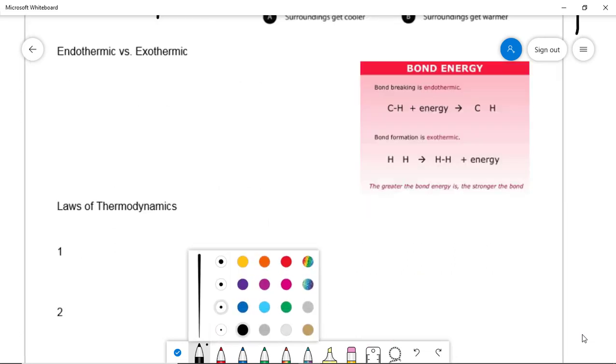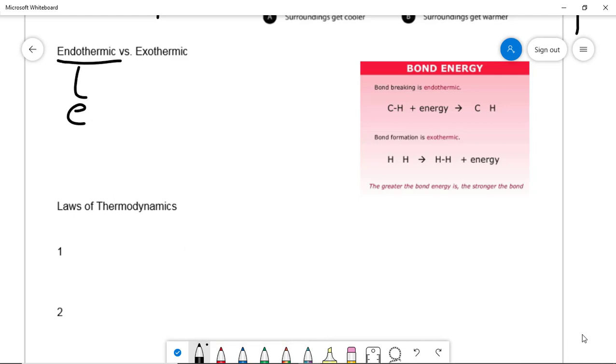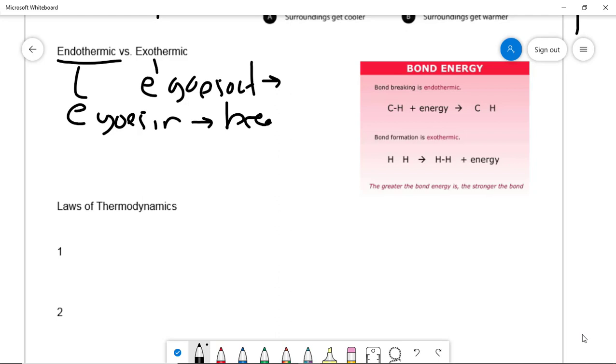We also want to make sure that we take a look at endothermic versus exothermic reactions. Remember, endothermic is energy going in, and exothermic energy goes out. If energy goes in, we break bonds, and when energy goes out, we make bonds. We've talked about that previously, but it always requires energy in some way, shape, or form to break a bond. So the breaking of bonds is an endothermic process, whereas the making of bonds is an exothermic process.